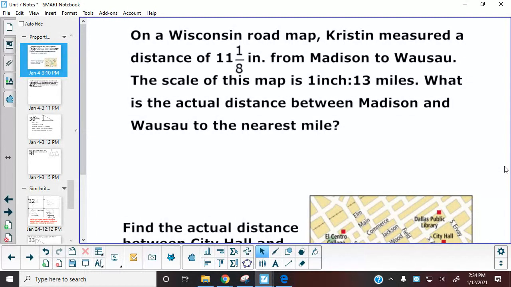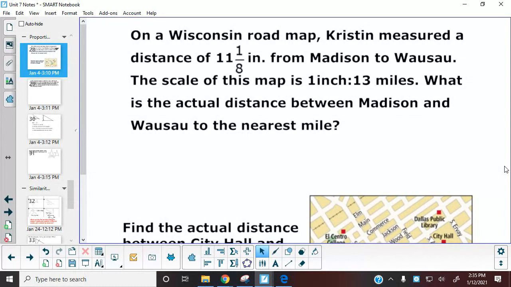So for example, on the very first one, on a Wisconsin road map, Kristen measured a distance of 11 and 1/8 inch from Madison to Wausau. I don't know if that's how you pronounce it, but that's how I'll pronounce it. The scale of this map is 1 inch to 13 miles. What is the actual distance between Madison and Wausau to the nearest mile?